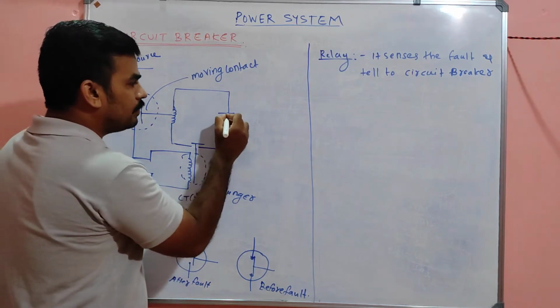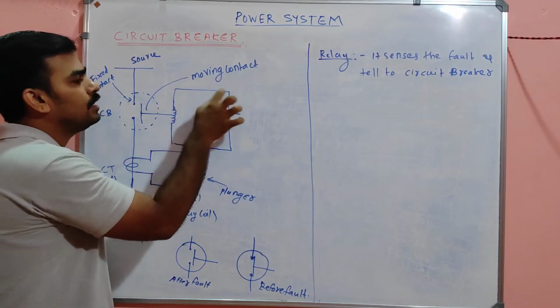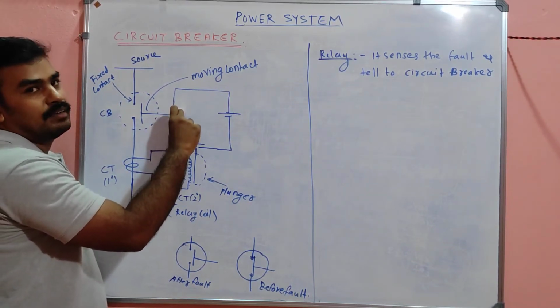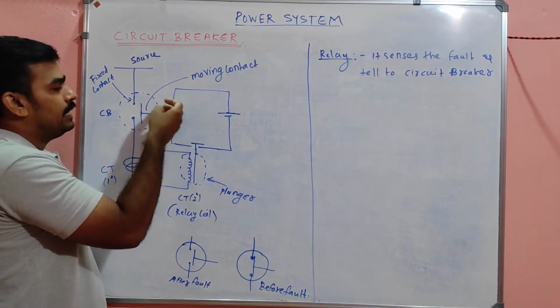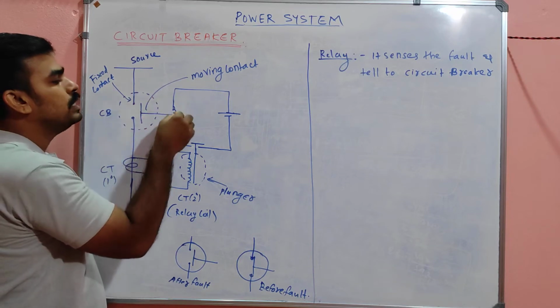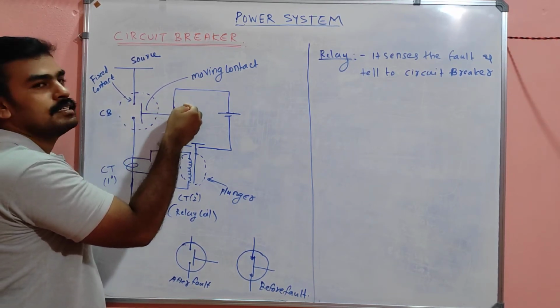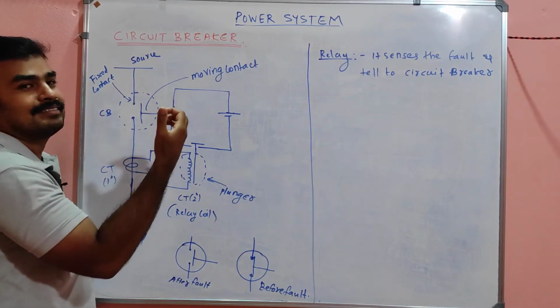There is a battery now, so this connection will be complete. If this connection is completed, this is also a coil, so this coil will attract the fixed contact towards it. So what happened? This will be open.